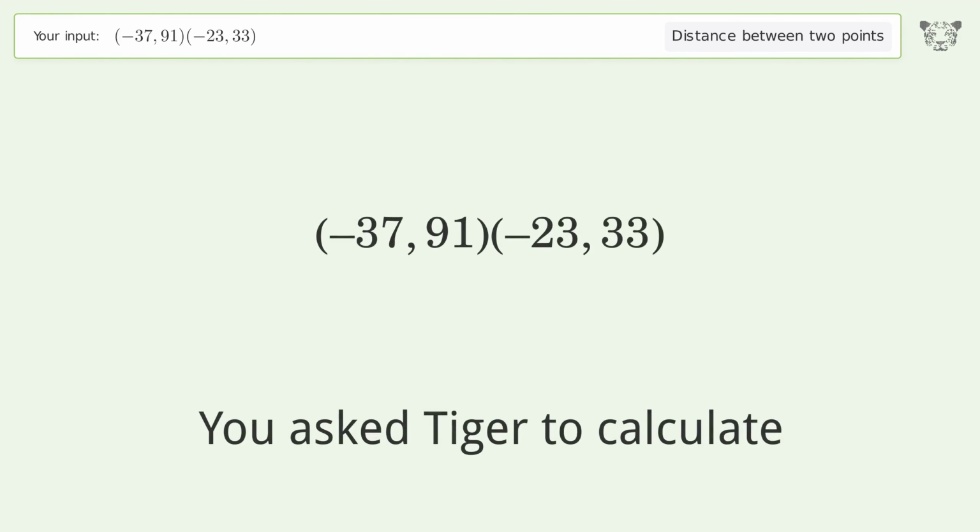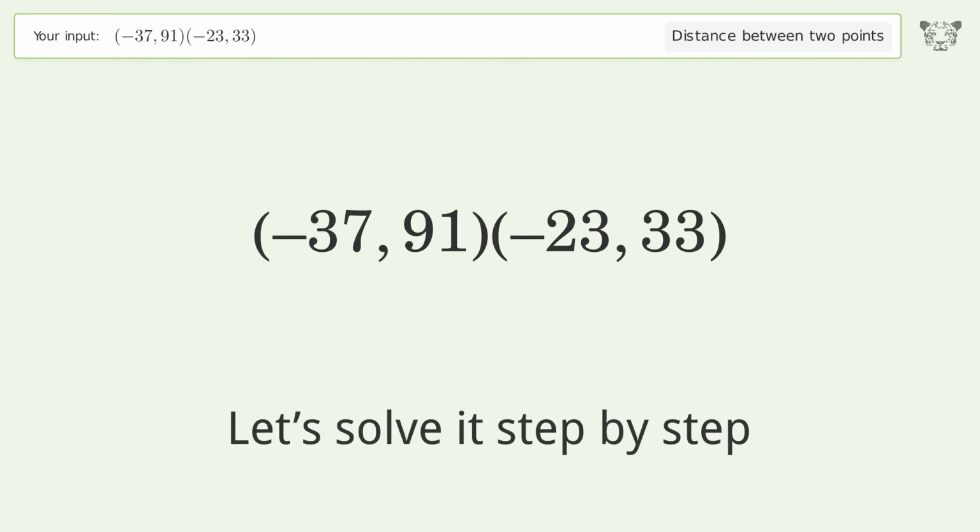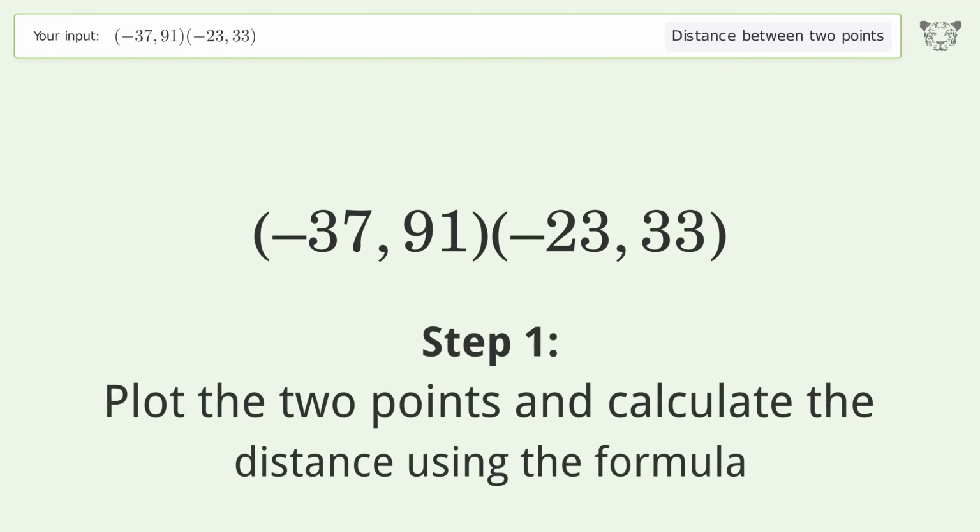You ask Tiger to calculate. This deals with the distance between 2 points. The distance between the 2 points is the square root of 3,560, or 59.666. Let's solve it step by step. Plot the 2 points and calculate the distance using the formula.